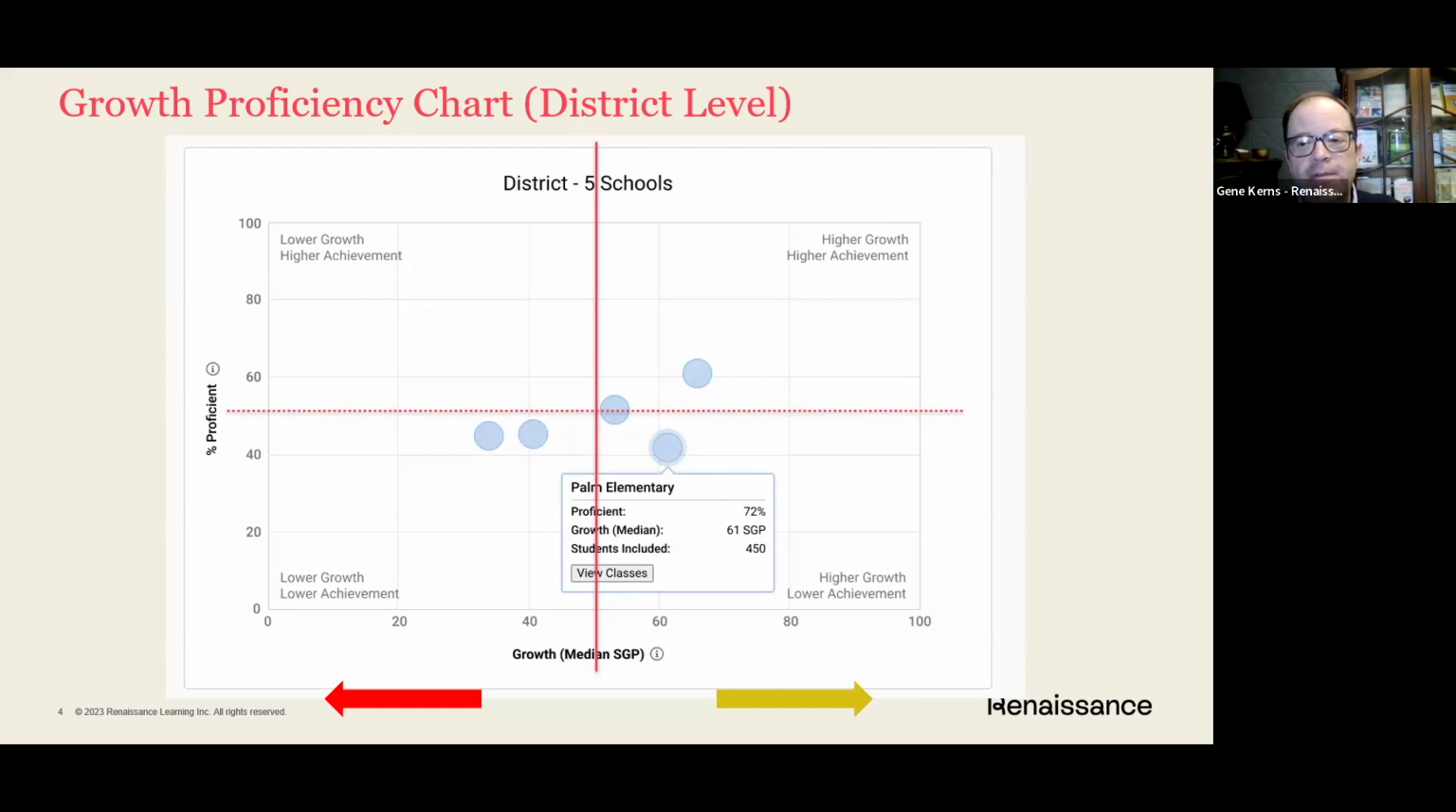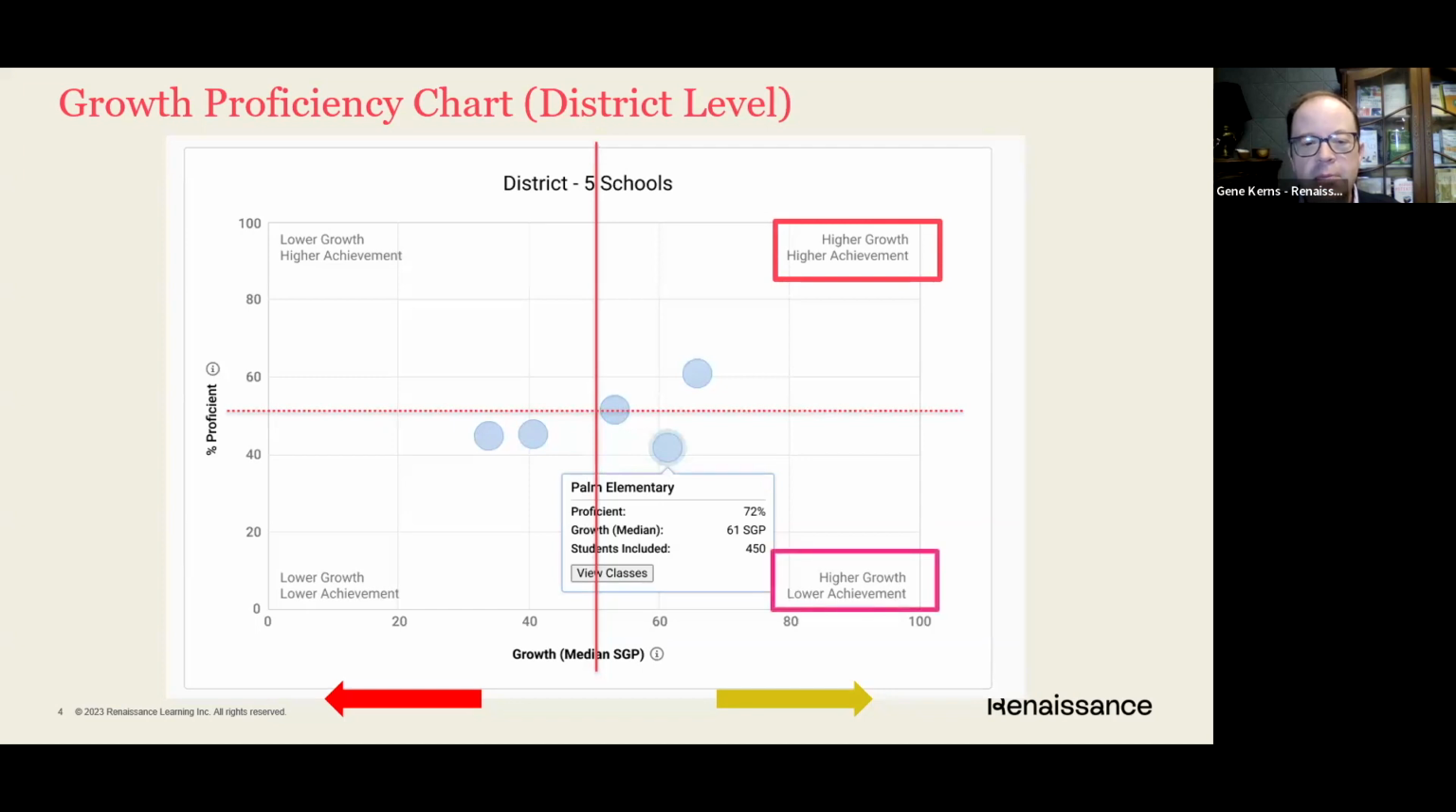So when I add those two lines and cut this chart into four quadrants, then what you begin to see is different headings for them. Any school in that top right quadrant is experiencing both higher growth and higher achievement. That's a great place to be. We want as many schools, as many classrooms, as many teachers as possible to be in that quadrant. That's the place everybody wants to be.